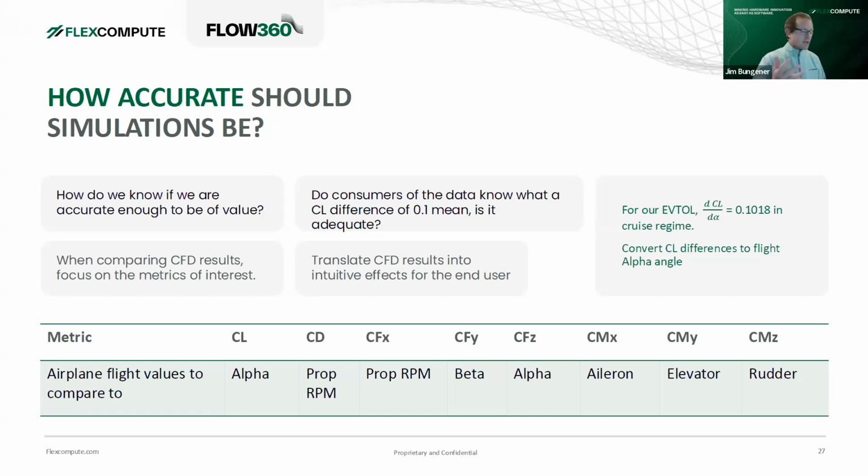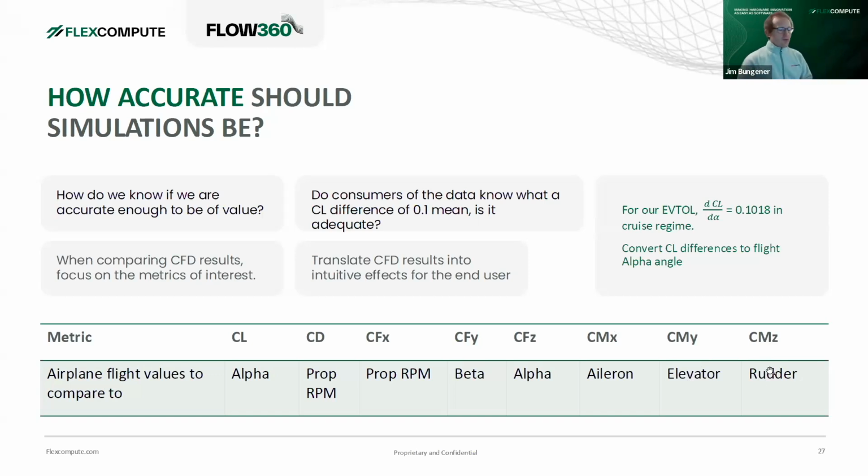So imagine a conversation along the lines of, the difference between these two curves is this many inches or centimeters of stick movement. And now they can visualize how big or small their variations are. For CMY, relate that to elevator deflection, and for CMZ, relate that to rudder deflection.